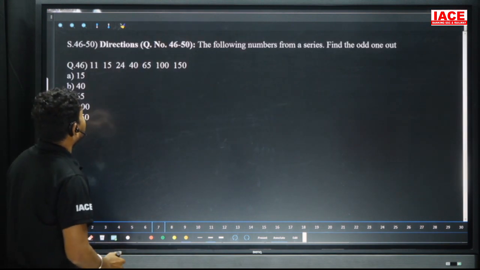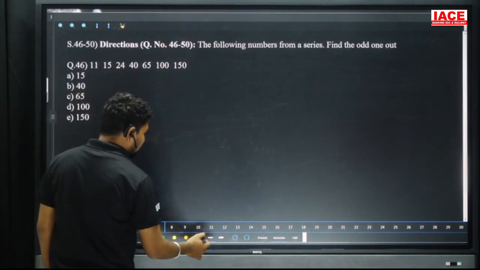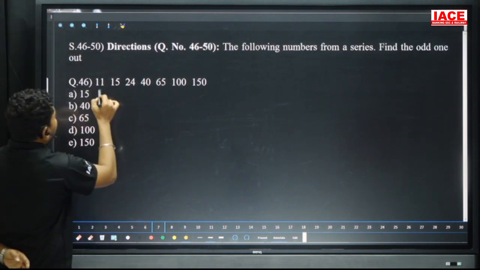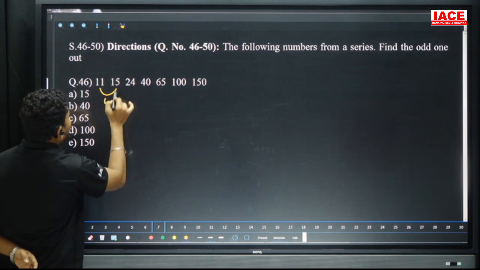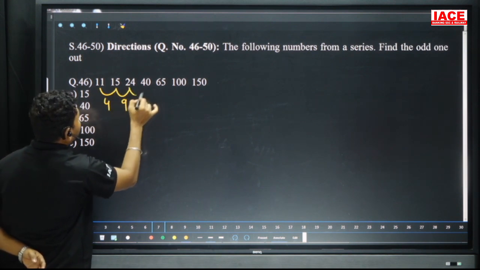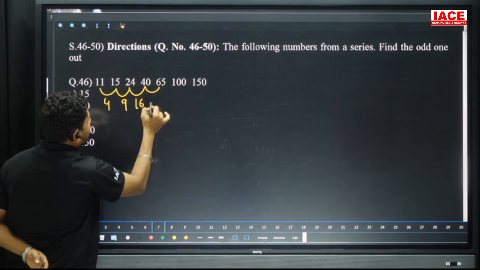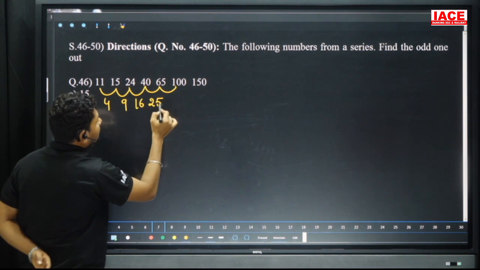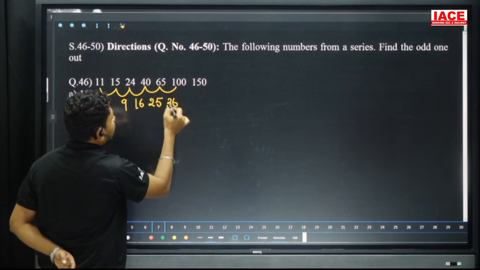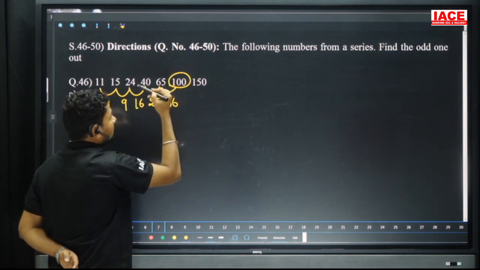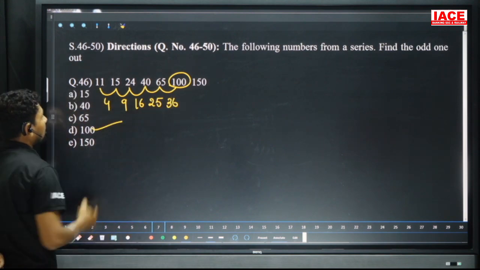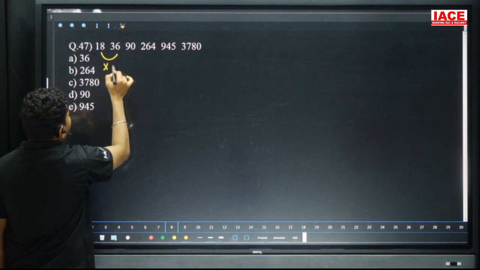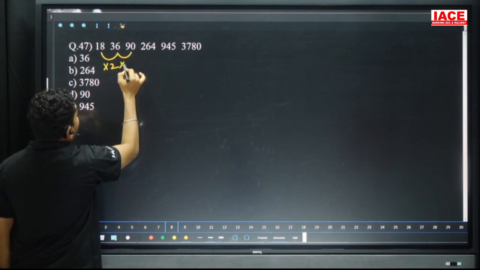Next, we have directions based on the wrong number series. So which is the wrong number? We have to find it as the answer. So look at 11 became 15. How much added? 4 added. And 15 became 24. 9 added. 24 became 40. 16 added. Here 25 added. 2 square, 3 square, 4 square, 5 square. As we observe, here the 6 square we are writing, and 65 plus 36 is not equal to 100. Then our wrong number is 100 in the series. Our option is D. And next, 18 became 36, which is multiplied by 2.5.